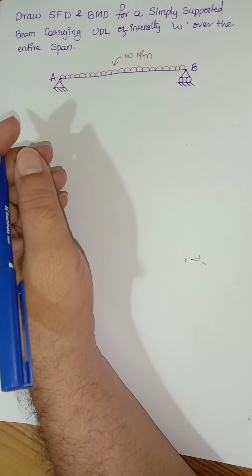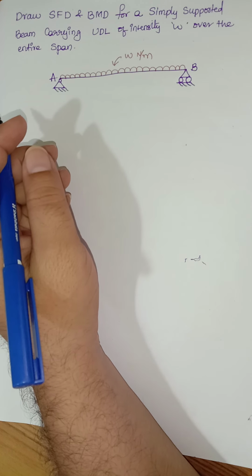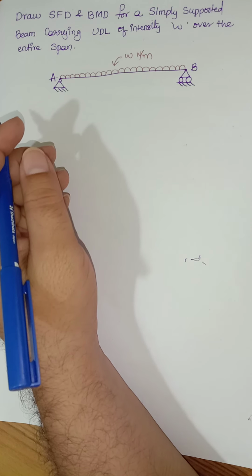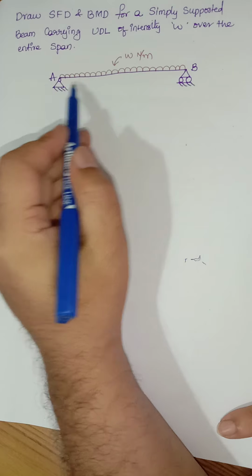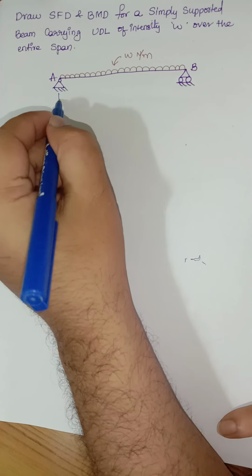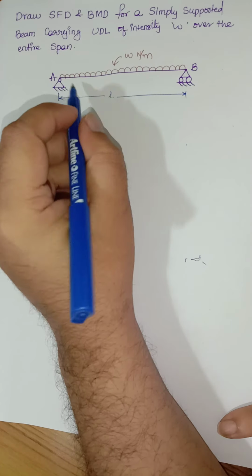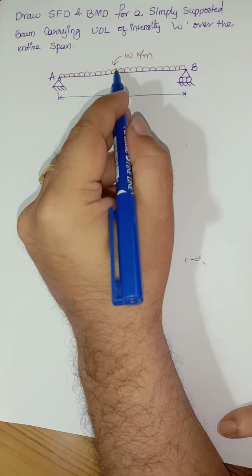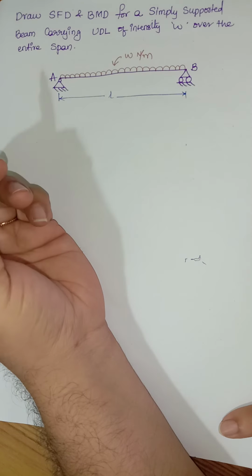Now let us discuss how to draw the shear force and bending moment diagram for a simply supported beam carrying UDL of intensity small w Newton per meter over the entire span. For that case, I'm considering a simply supported beam of span L. This simply supported beam is carrying a UDL, uniformly distributed load, of intensity small w over the entire span.